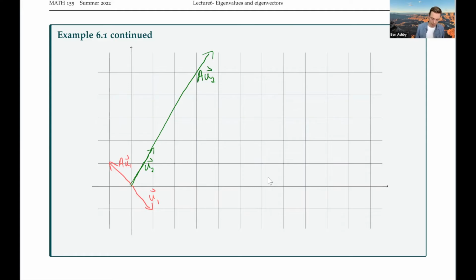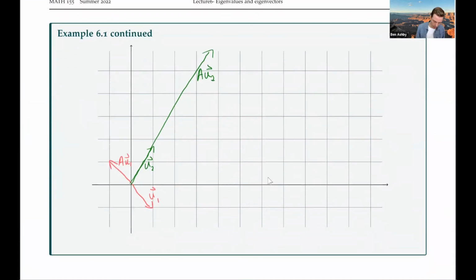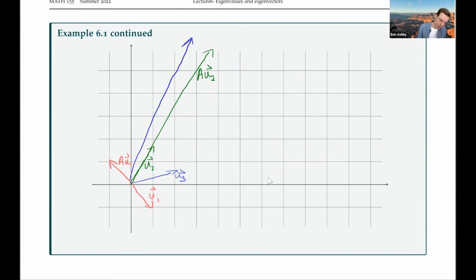And then if we have u3, u3 was 2, 5. So u3 was something like this. And if we do A times u3, we end up getting a vector something up here. So this is our A times u3.